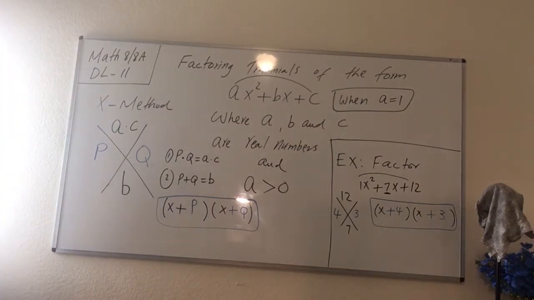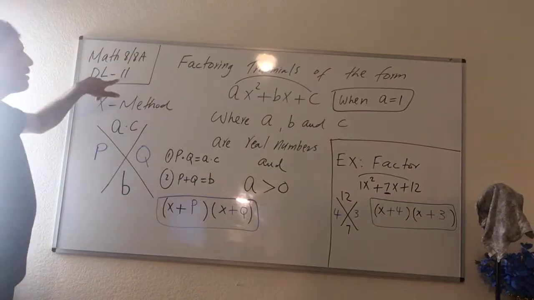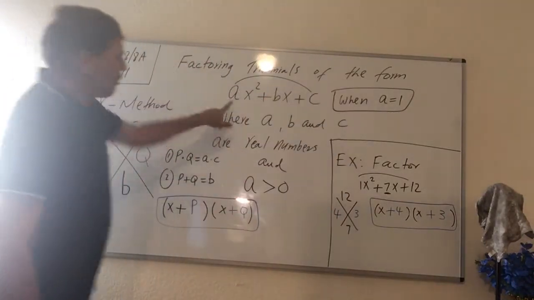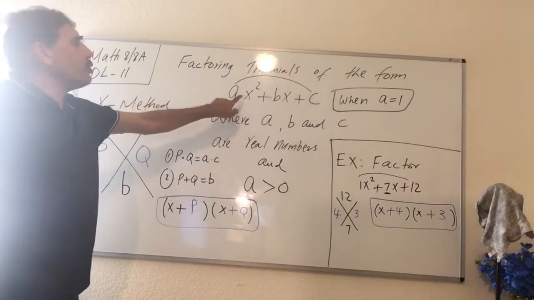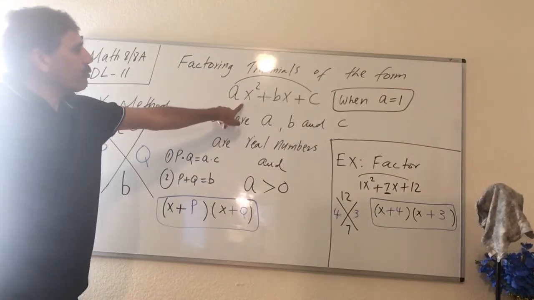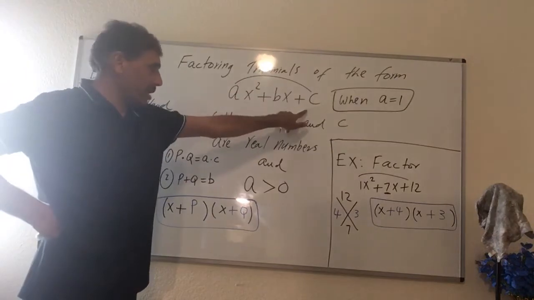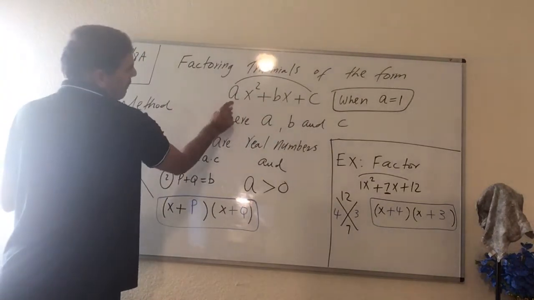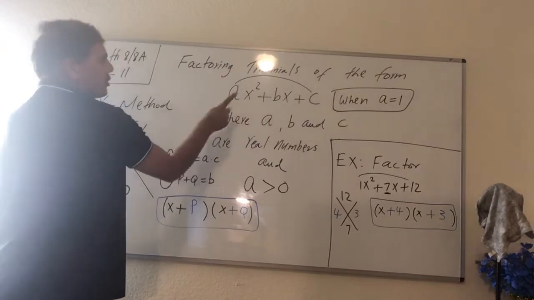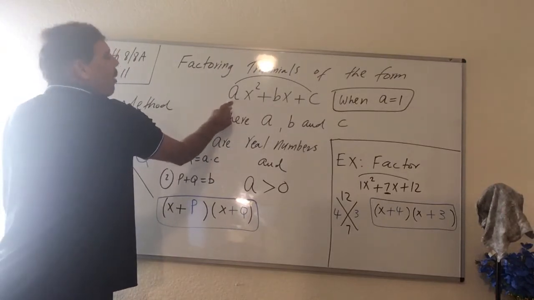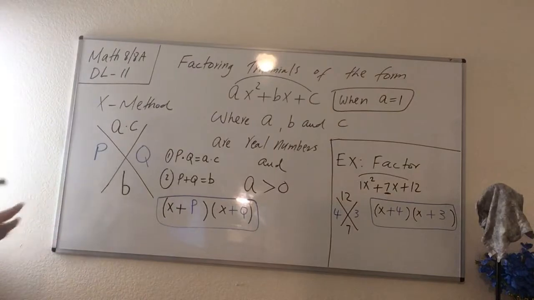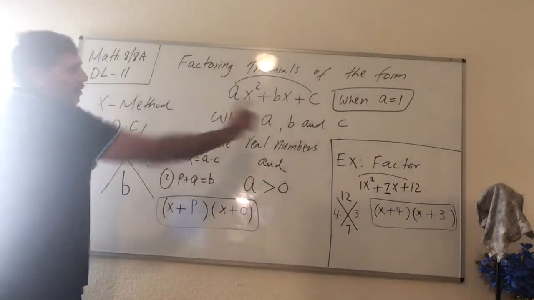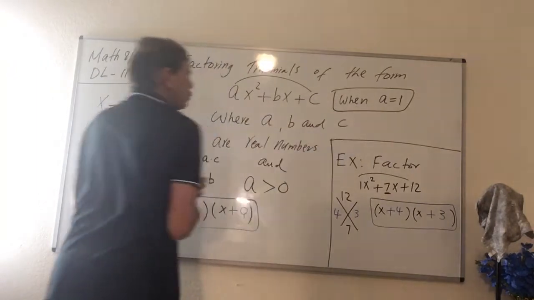The next one we're going to do is lesson 11, factoring trinomials of the form ax squared plus bx plus c. So we have a second degree trinomial in descending order. Today we're going to only focus on when your leading coefficient is 1. So there's two cases here: a equals 1 and a does not equal 1. Remember, lesson 11 only focuses on when a equals 1.